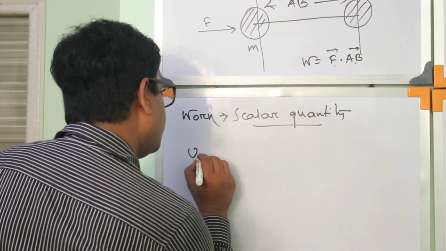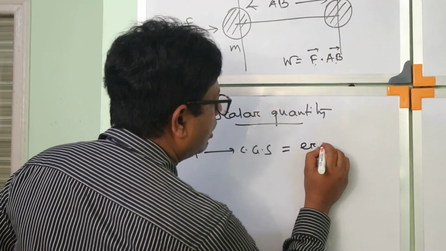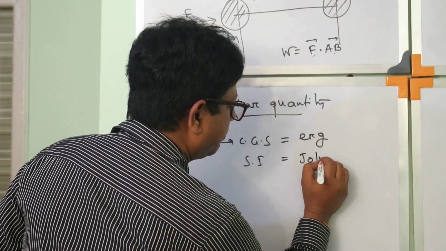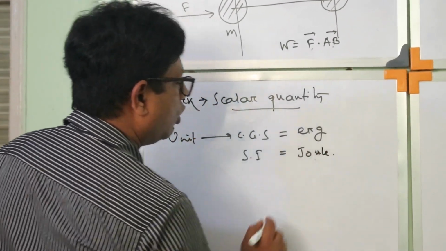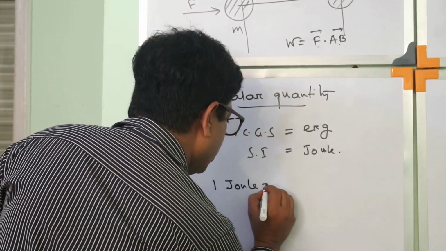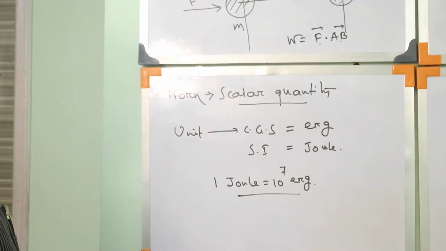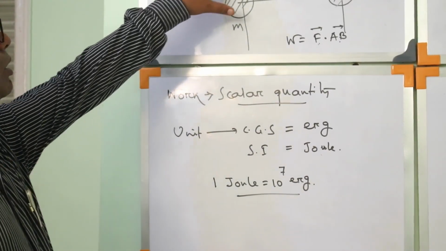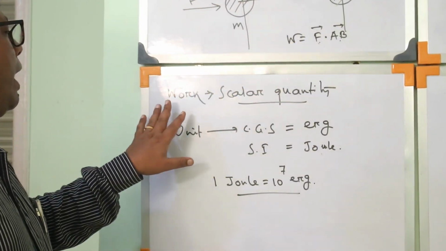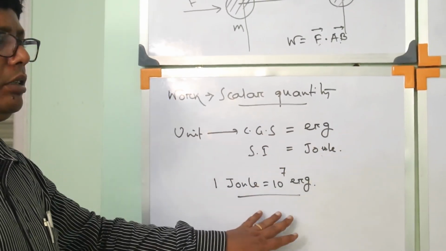What is the unit of work? The unit in the CGS system is erg, and for the SI system it is joule. What is the relation between joule and erg? 1 joule is equal to 10 to the power 7 erg. So in this chapter you have to remember work: it is force and displacement. If you apply force, the body will be displaced from A to B, and work is a scalar quantity, its unit is erg in the CGS system and joule in the SI system.